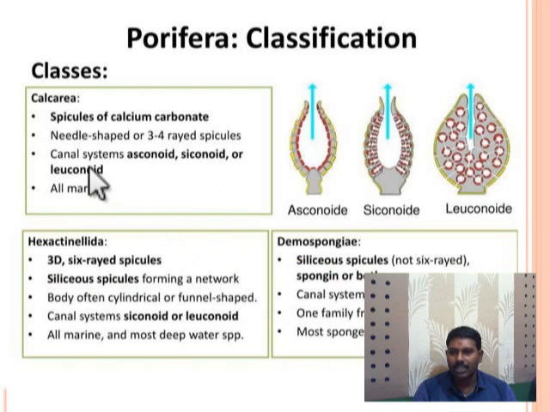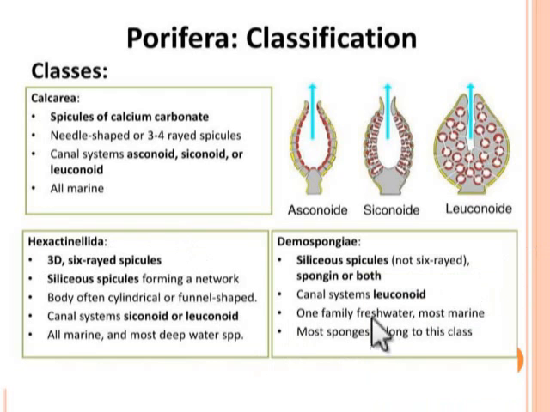And the next thing is the canal system, asconoid, syconoid and leuconoid type. All the three types are present in these classes. Here syconoid and leuconoid types of sponges are seen in Hexactinellida. Here the canal system is leuconoid only, in Demospongiae leuconoid only.